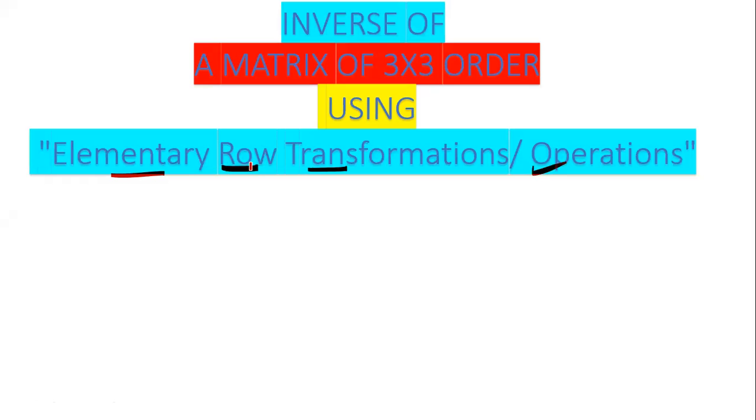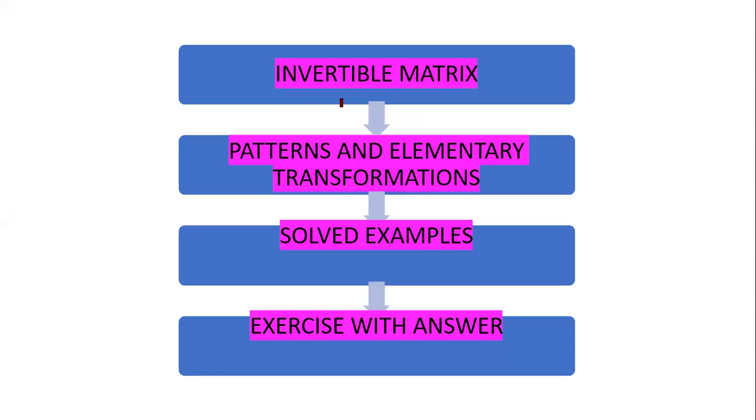Hello everyone, today in this video I will discuss how to find out the inverse of a matrix of order 3 by 3 using elementary row transformation or operation. These are the points which I will discuss in this video: definition of invertible matrix, pattern and elementary transformations or operations to be used to find out the inverse of the given matrix, solved examples based on it, and exercise with answers. After watching this video, you can take the screenshot of this slide and you can test your knowledge.